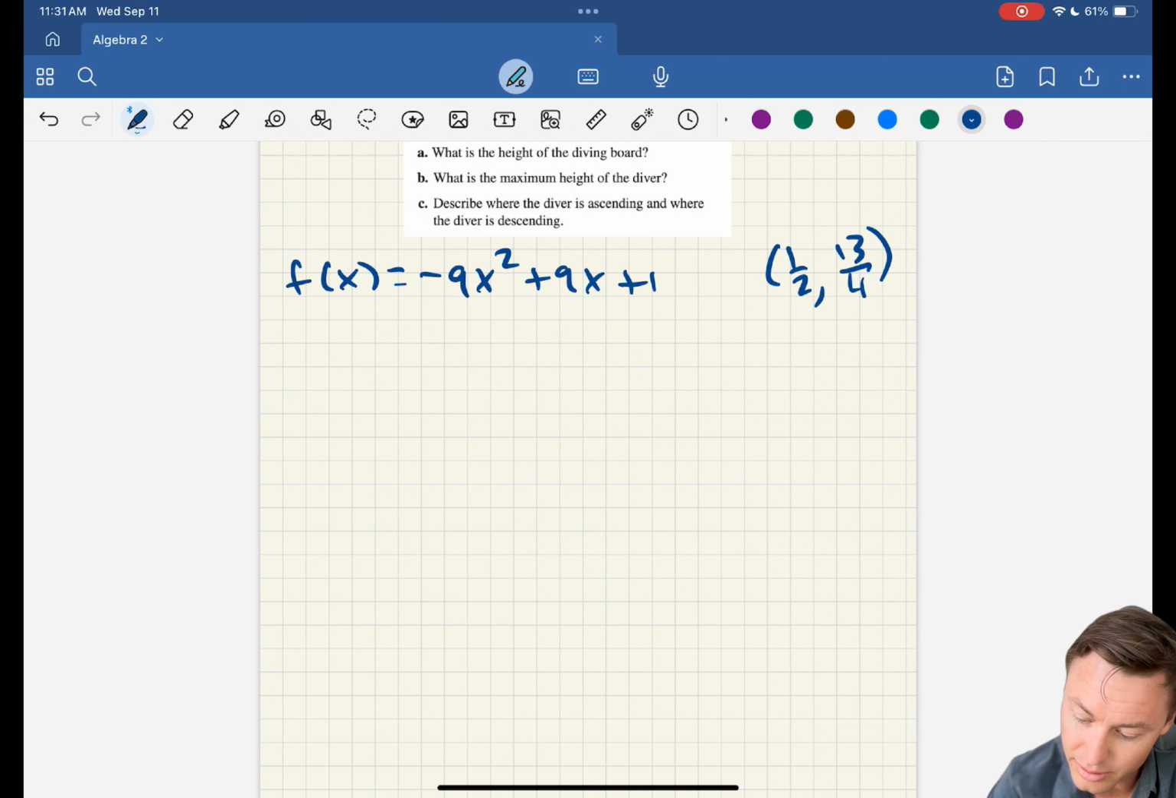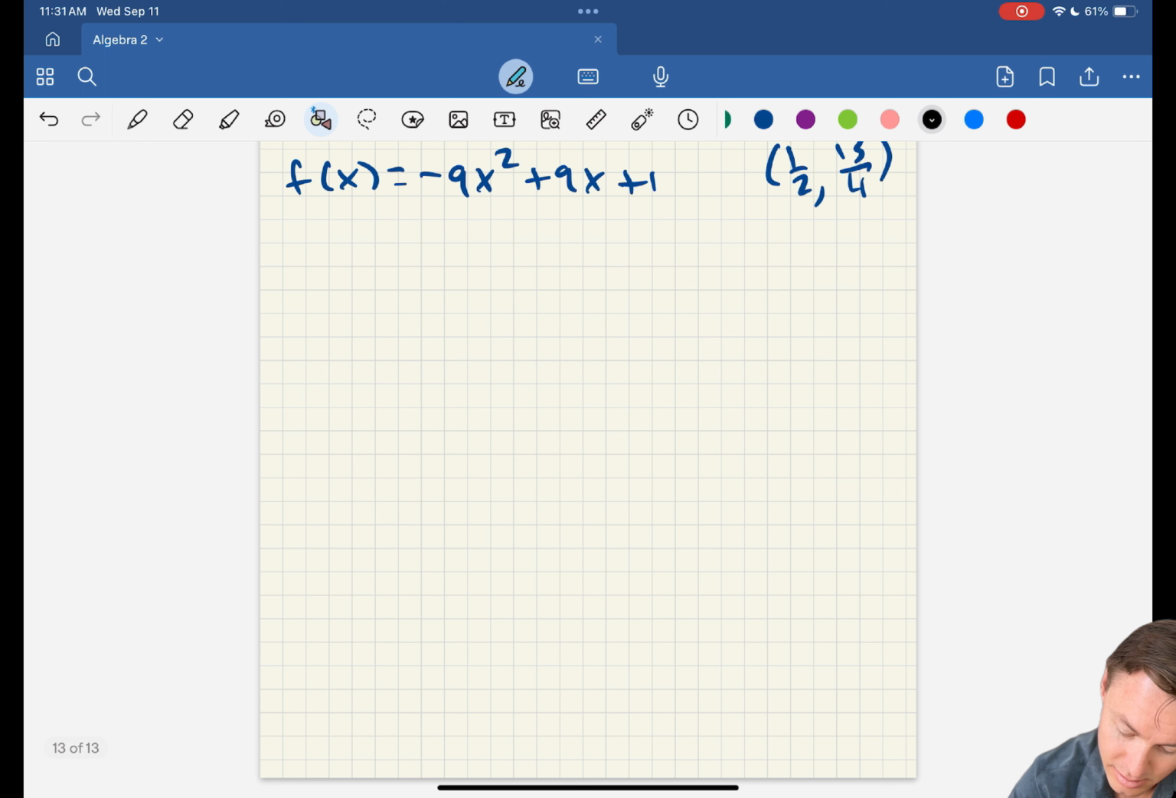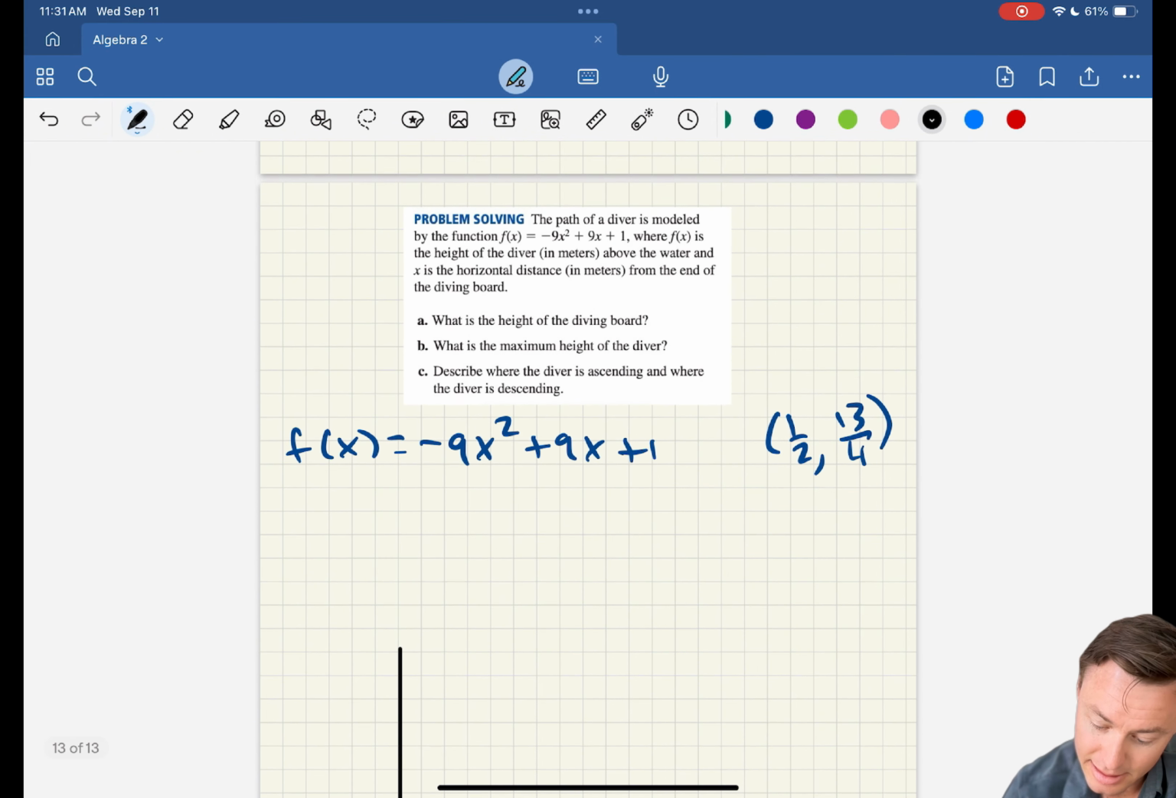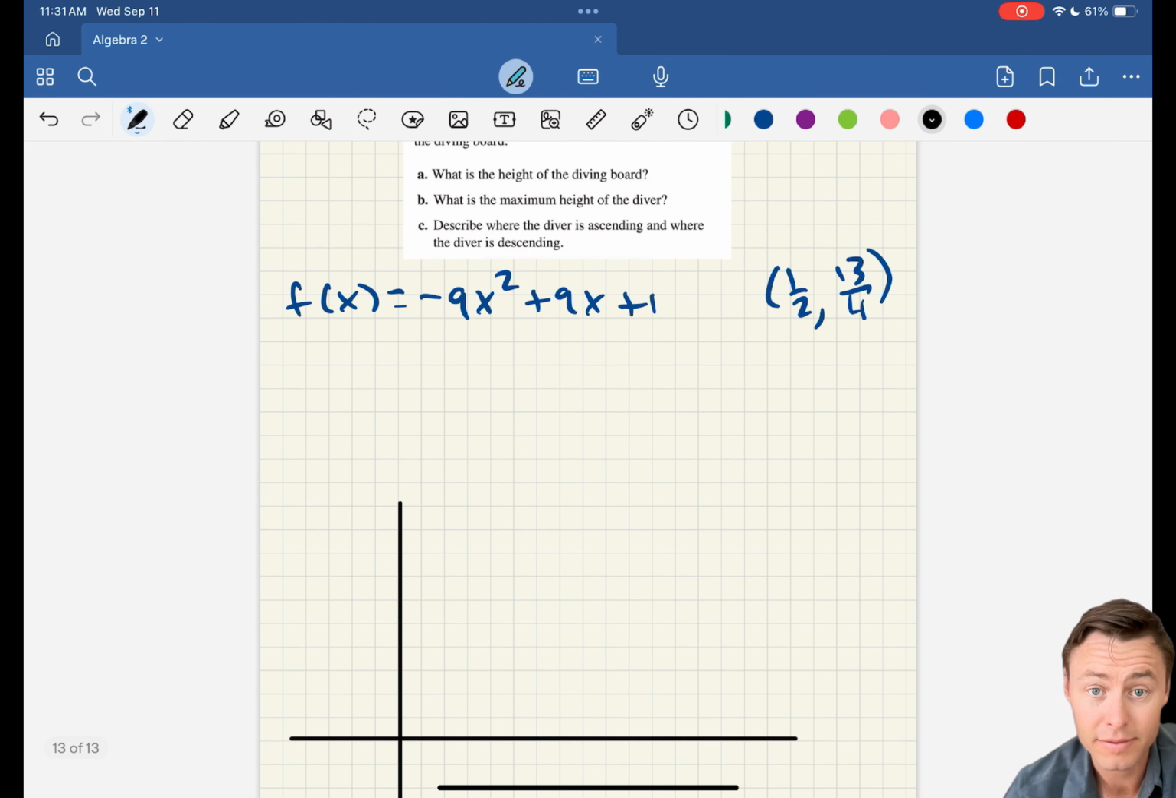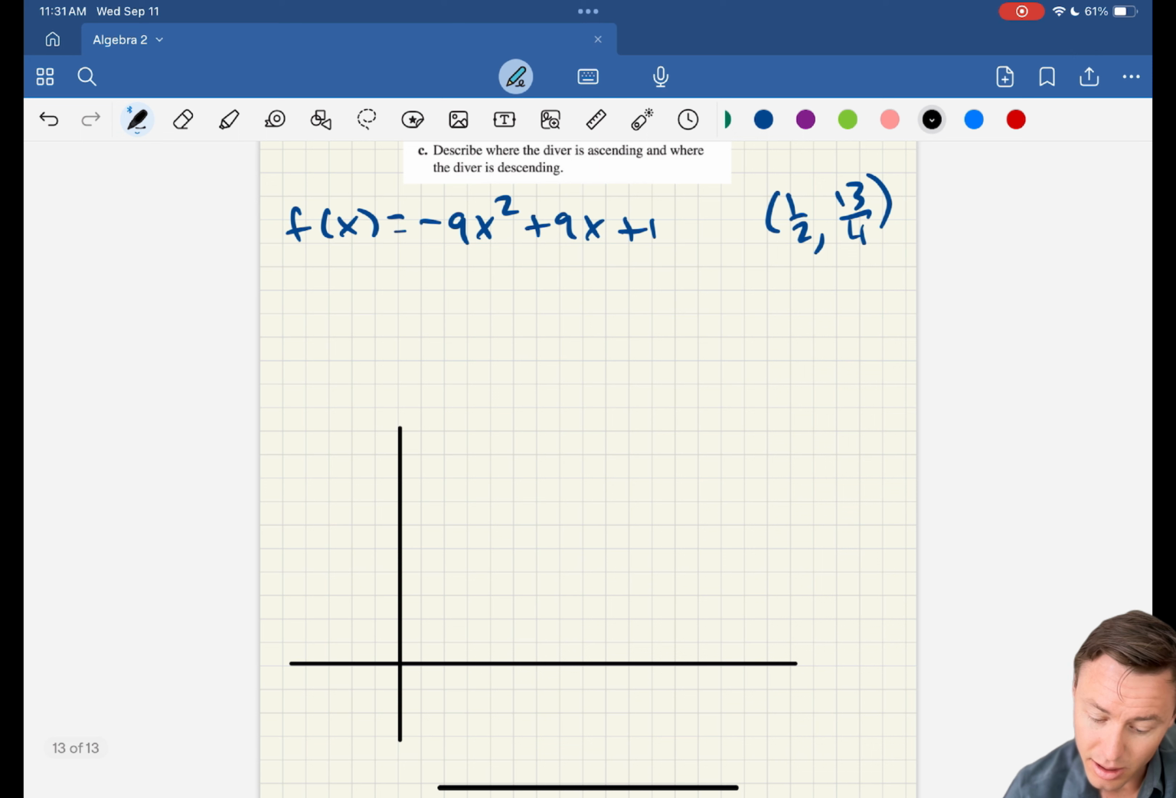All right, now let's do a quick sketch of our situation here in our function. Draw a set of axes, where x is the distance from the end of the diving board, and f of x is the height above the water in meters. Okay, so let's plot our vertex: over 1/2, up 13 over 4, which is really 3.25, 3 1/4. Vertex is right there.